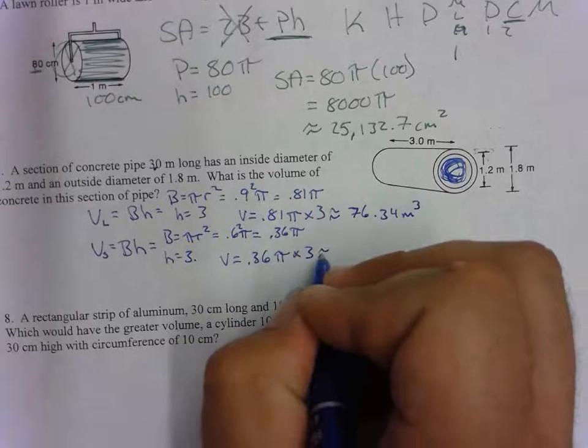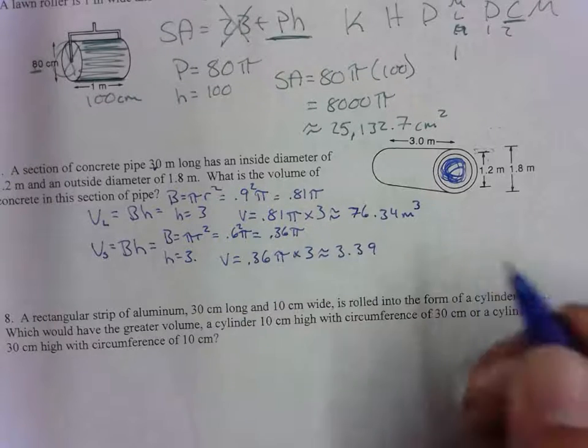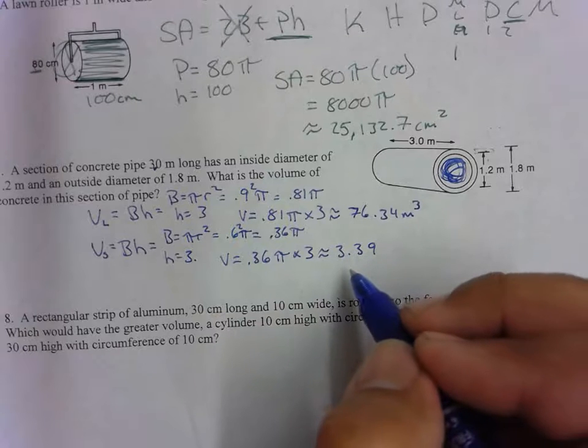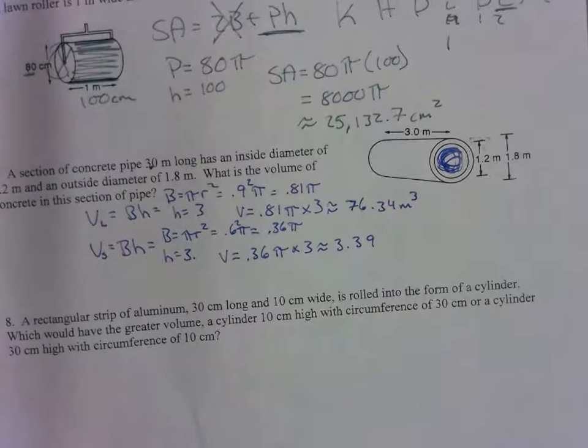So it's approximately 3.39. So you're going to subtract 3.39 from 76.34. Actually, the 76.34 is wrong.